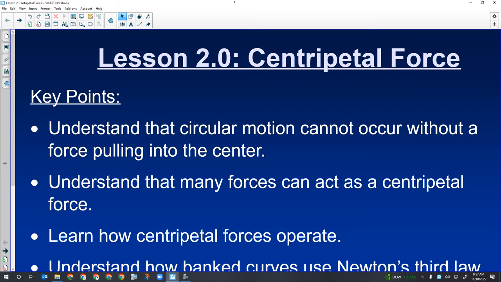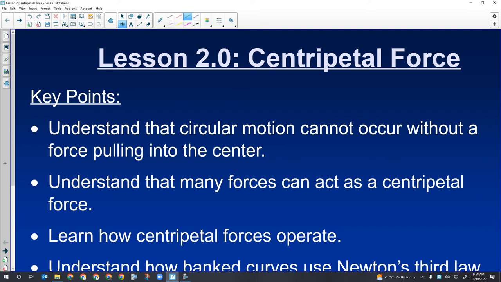Acceleration is a change in velocity. What causes that change in velocity? What causes an acceleration? Unbalanced forces. Right. A net force. Okay. So if I have an acceleration that is directed towards the center, I must also have a net force that is directed towards the center. Okay. So let's have a look at this.